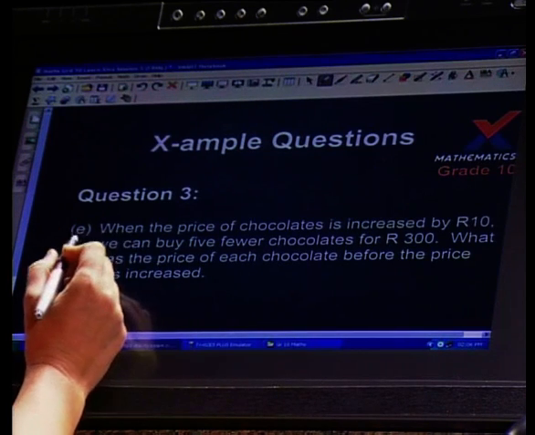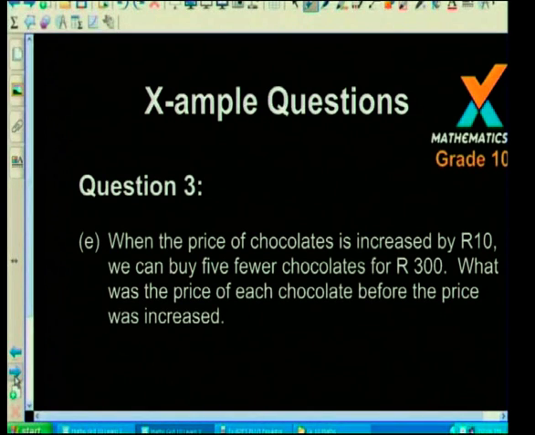Question 3e. When the price of chocolates is increased by 10 Rand, we can buy 5 fewer chocolates for 300 Rand. What was the price of each chocolate before the price was increased? Okay, it's a good idea when you have a word problem to think through everything that's said. So we have 300 Rand and we want to buy some chocolates. When we bought chocolates last week, we could buy more chocolates with the 300 Rand than what we can buy this week. Now we're talking about money, we're talking about numbers of items, we're talking about the prices of items.